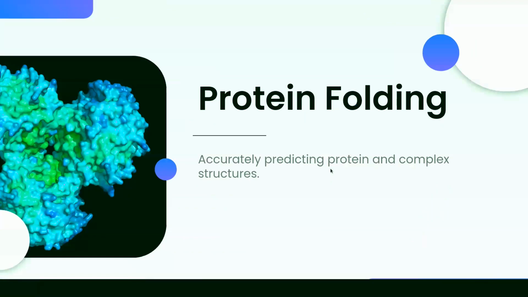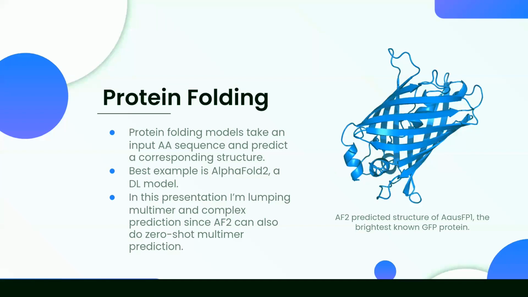Probably the most well-known one is protein folding. And probably the main reason why it's so well known is because of AlphaFold. AlphaFold really changed the way people do computational biology. Protein folding models are essentially just models that take amino acid sequences for some protein and try to predict the corresponding structure. The best example is definitely AlphaFold 2. And in this presentation, I'm also going to be lumping in multimer and complex prediction, since AlphaFold 2 can basically do zero-shot multimer prediction. Oh, and over here is a figure of AAUS FP1, which is the brightest known GFP protein.